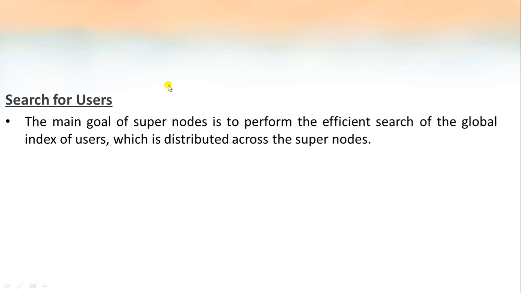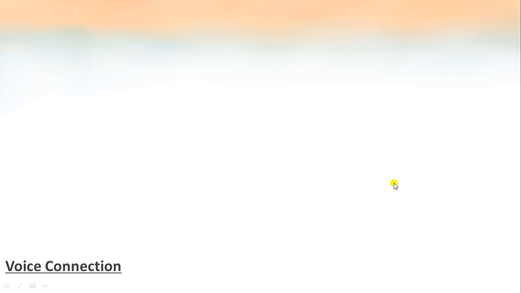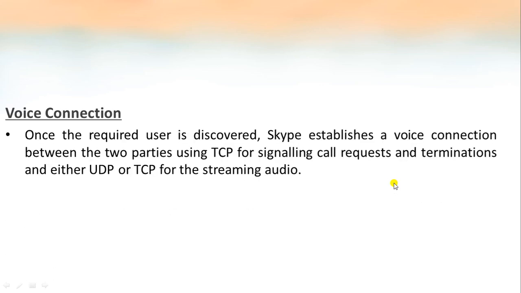When the login credentials are verified, the supernode will start to search for the user. The main goal of the supernode is to perform an efficient search of the global index of users, which is distributed across the supernodes. The search is orchestrated by the client's chosen supernode and involves an expanding search of other nodes until the specified user is found. Next is voice connection.